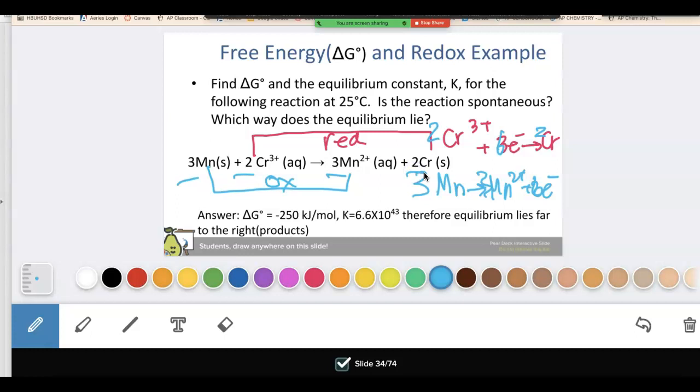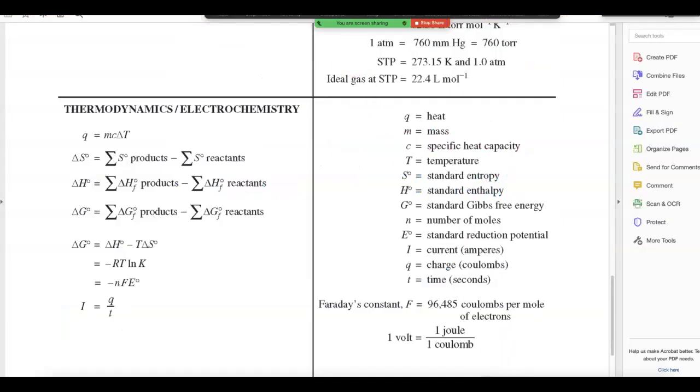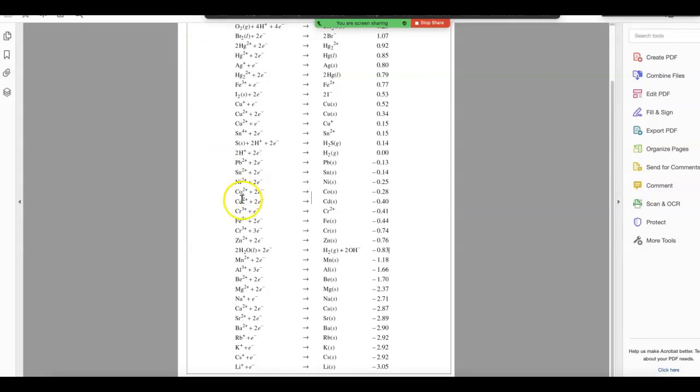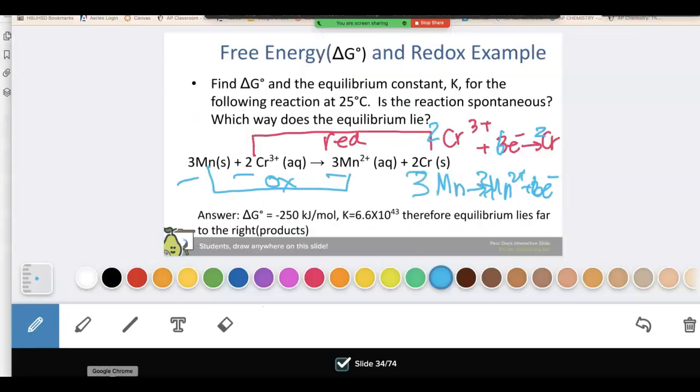So I need to go to my reduction potential table, though. You can't do that without reduction potentials. So I have chromium being reduced, so I'm going to find that on here. Let's see. Here it is. Chromium being totally reduced. Negative 0.74. Okay? And I'm going to keep that guy. Negative 0.74. It's the thing being reduced, so I keep its reduction potential.